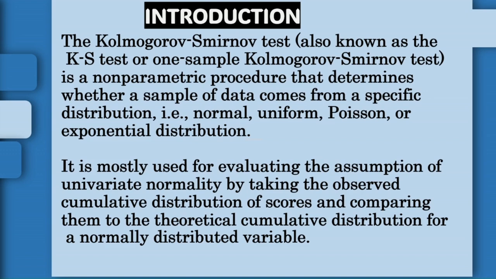Now, it is mostly used for evaluating the assumption of univariate normality by taking the observed cumulative distribution of scores and comparing them to the theoretical cumulative distribution for a normally distributed variable.